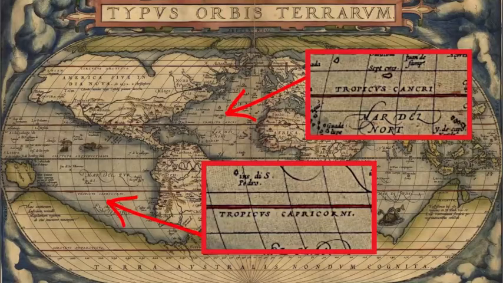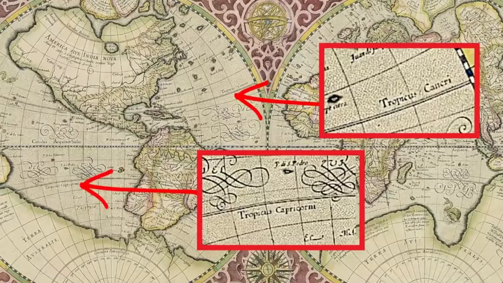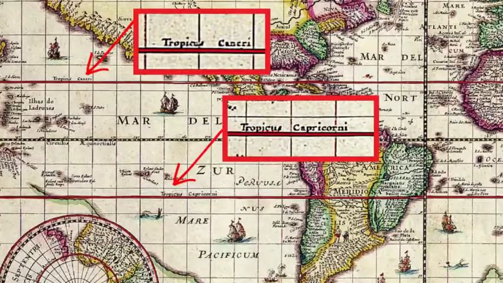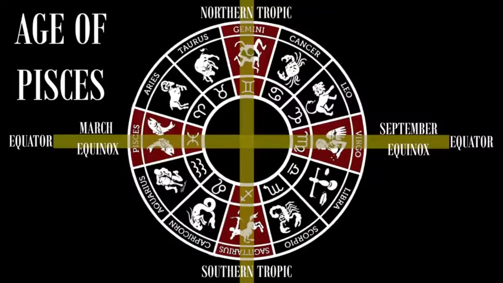All the old and current cartographic maps, and even Google Earth, represent these circles of latitude as the Tropic of Cancer and Capricorn. There are no maps that present the tropic lines correctly as they should be in the age of Pisces, our current age.